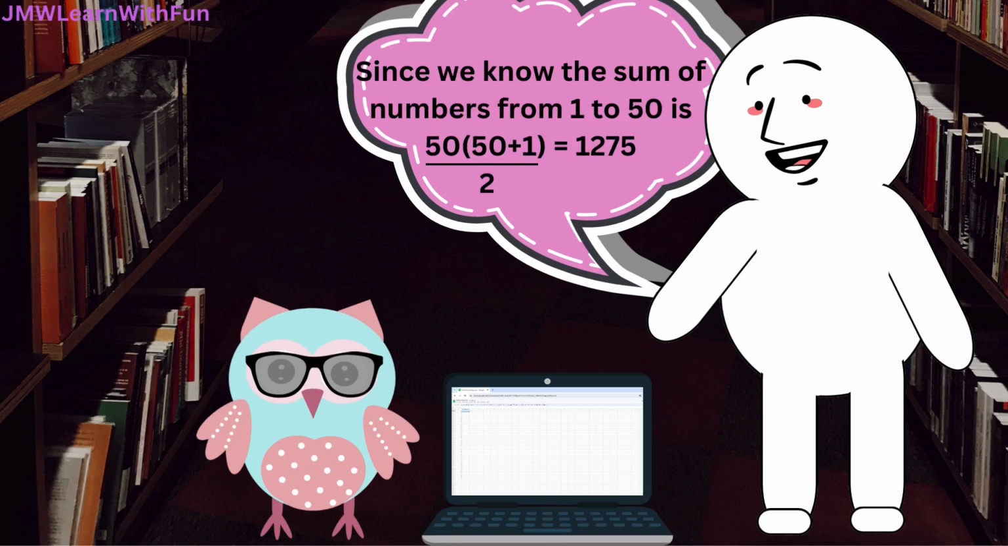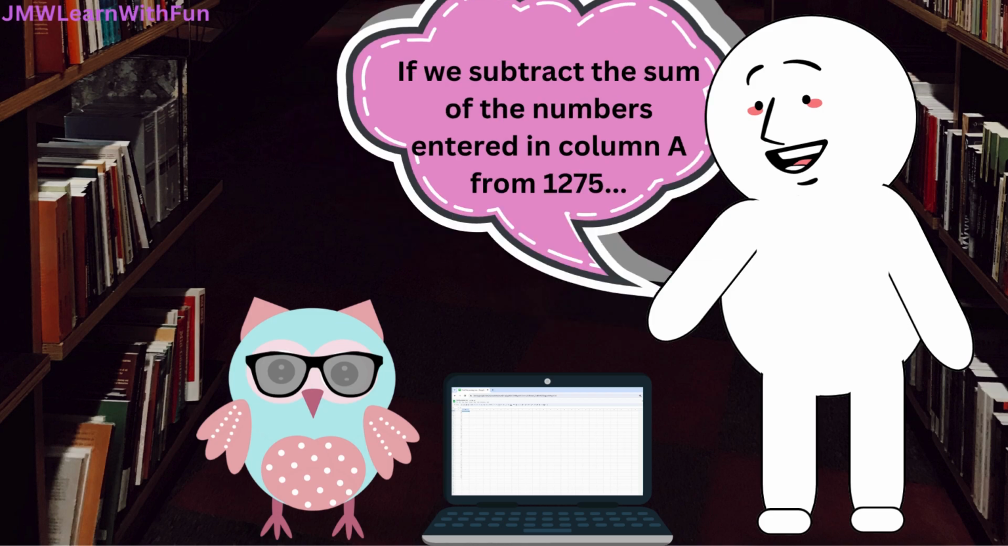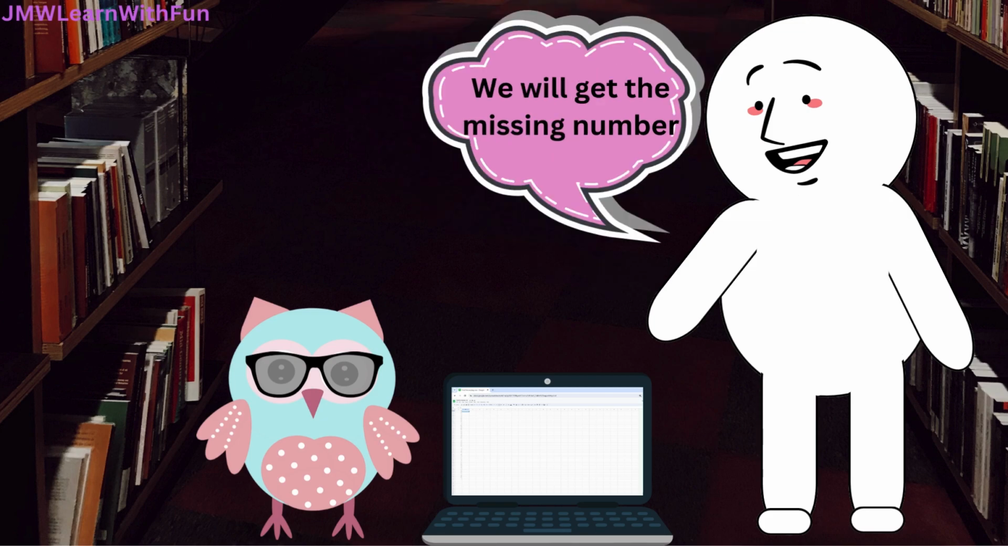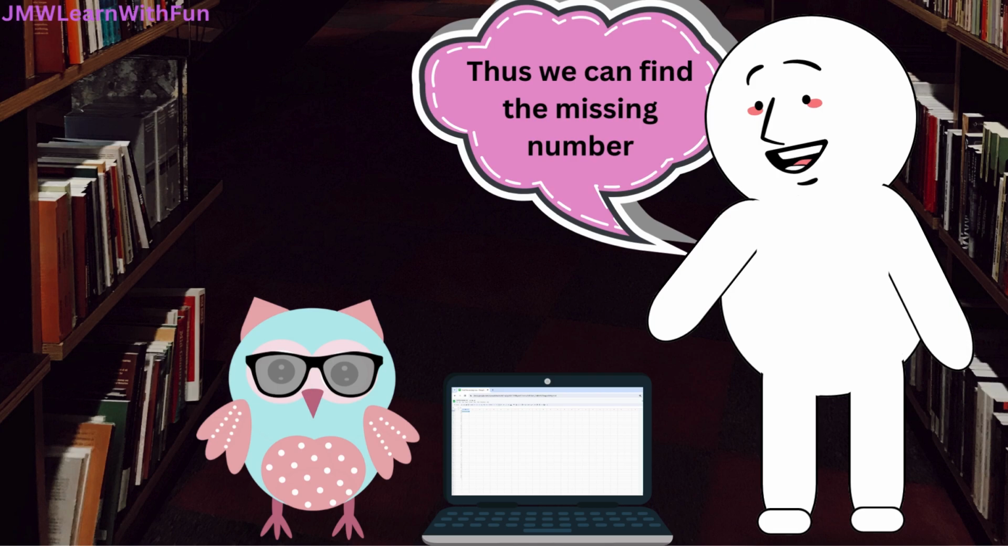I thought if we can sum the numbers entered in column A, since we know the sum of numbers from 1 to 50 is 50, multiplied by 50 plus 1, divided by 2, equal to 1275. We also know that 1275 equals sum of numbers entered in column A plus missing number. If we subtract the sum of the numbers entered in column A from 1275, we will get the missing number. In cell B1 we can write equal to 1275 minus sum A1 to A50. Thus, we can find the missing number.